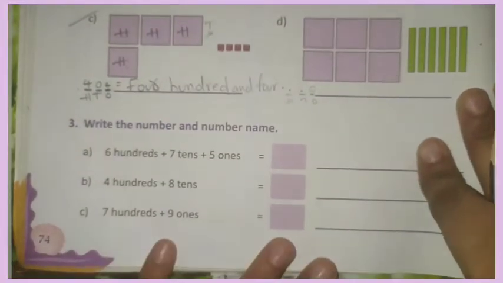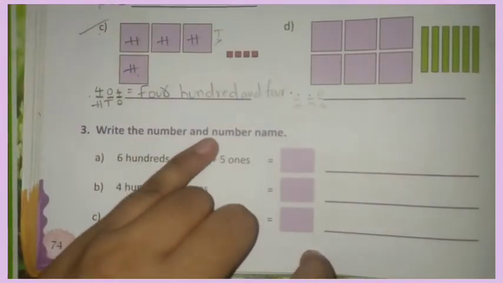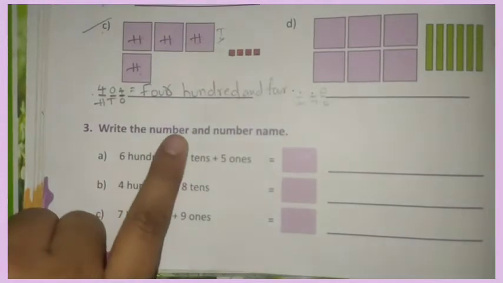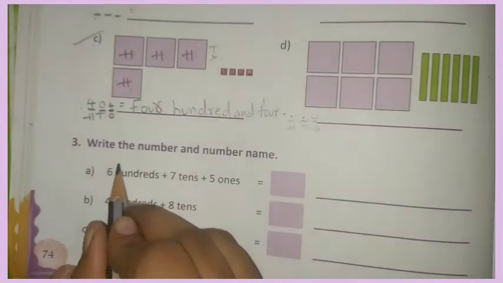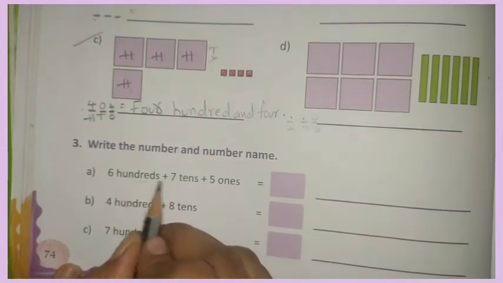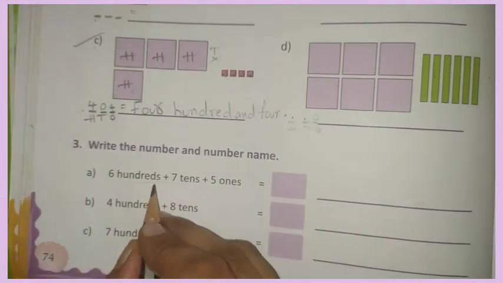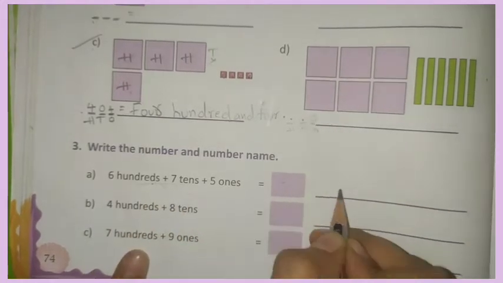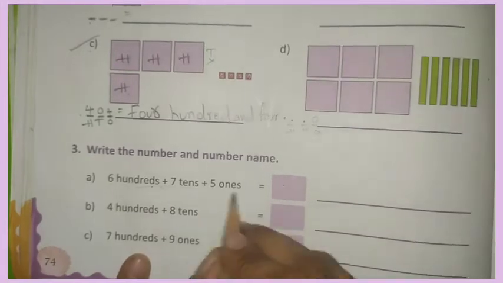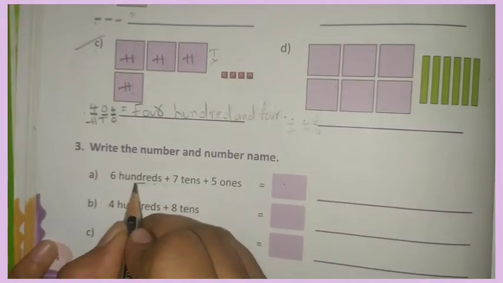Okay, now look at third bit. What is that bit? Yes, write the number and number name. Look at A question. Here this is expanded form. Already you have learned expanded form in previous classes. By using expanded form you have to write number and its number name. Here hundreds given.